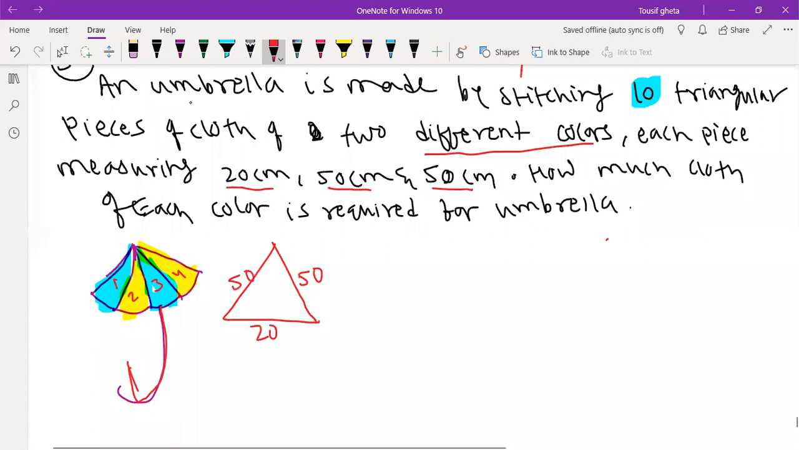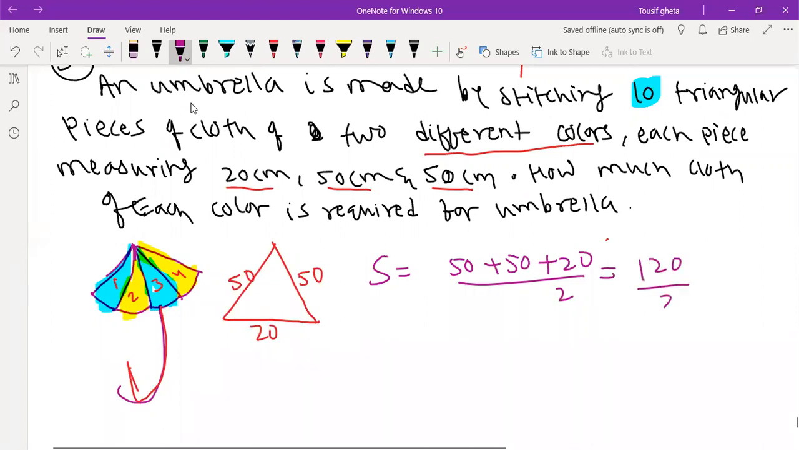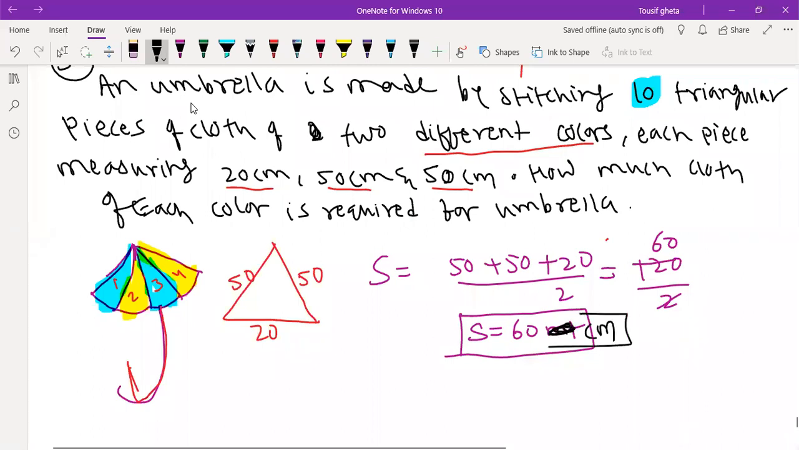So let us find out the area. Simple area. Let us write down S is equal to (50 + 50 + 20) by 2, which is 120 by 2, that is 60. 60 centimeter. Very good, Payal.